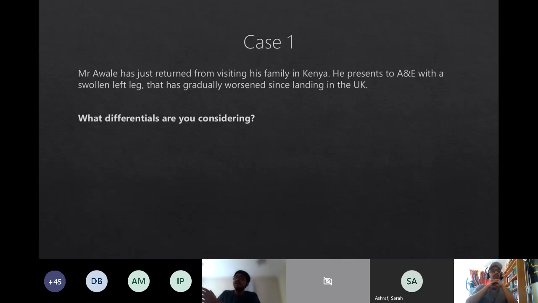Mm-hmm. So it could be a DVT due to the flight. Yeah, definitely. He sat down for 5, 6 hours.